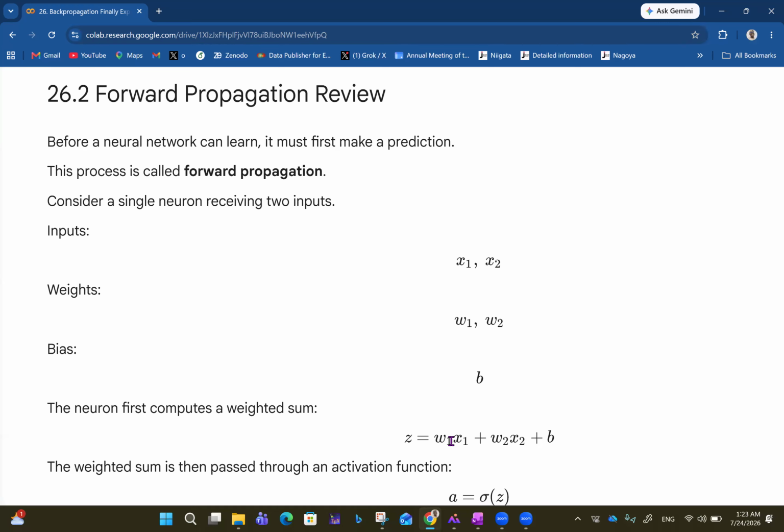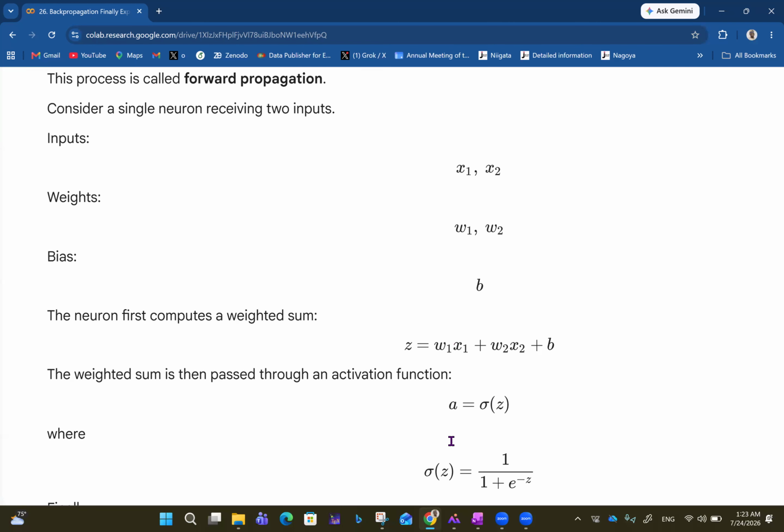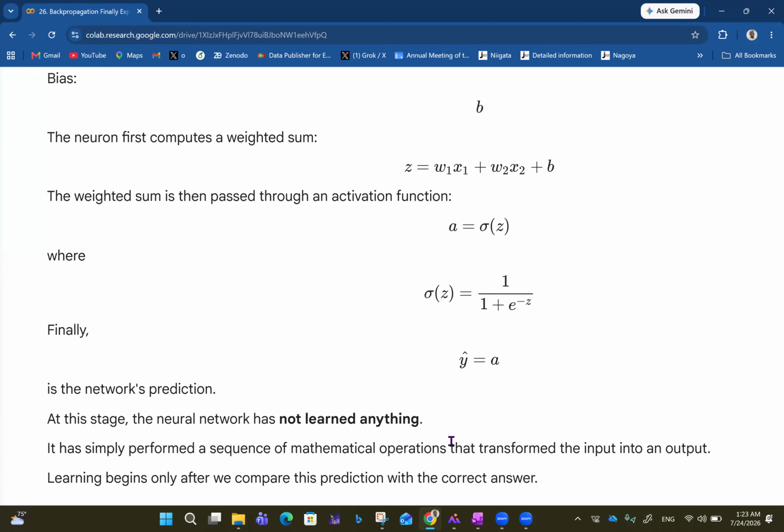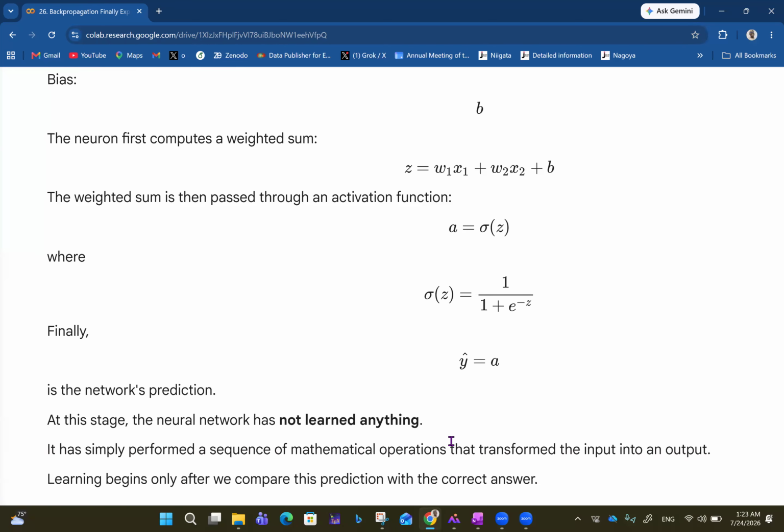Now consider a single neuron receiving two inputs. You have inputs X1 and X2, weights W1 and W2, and bias B. We have said that so much that by now it should have been etched into your memory. The neuron first computes a weighted sum, Z equals W1 X1 plus W2 X2 plus B. The weighted sum is then passed through an activation function, A equals sigma of Z, where sigma of Z is equal to 1 over 1 plus e to the power minus Z. Finally, y cap equals A, and y cap equals A is the network's prediction.